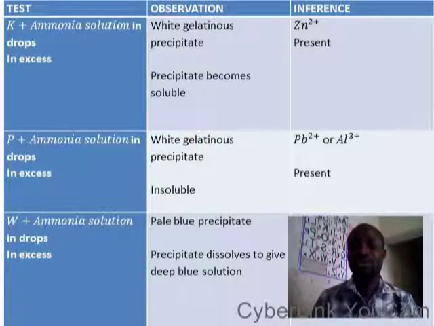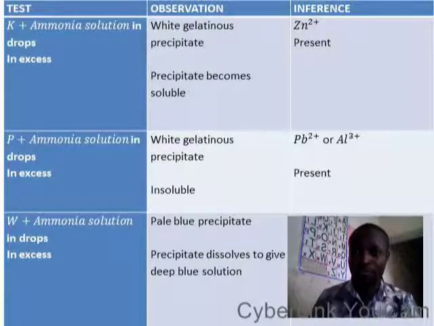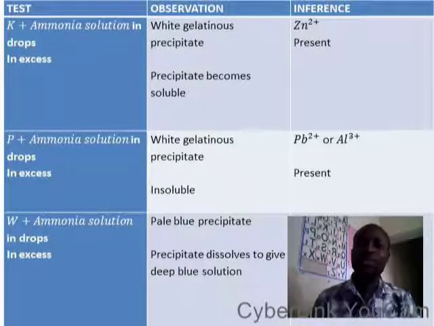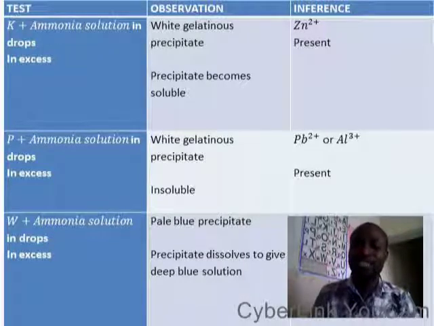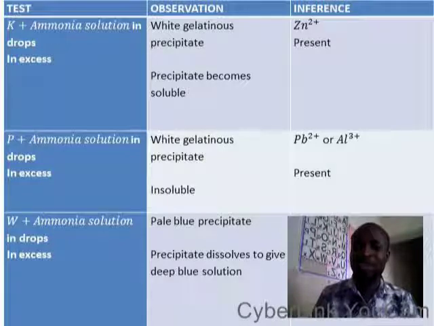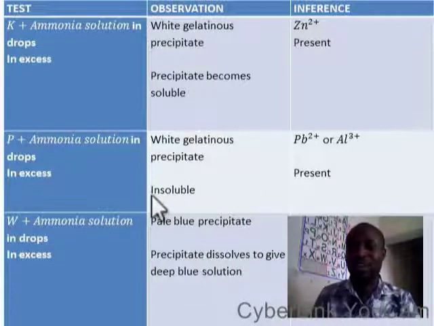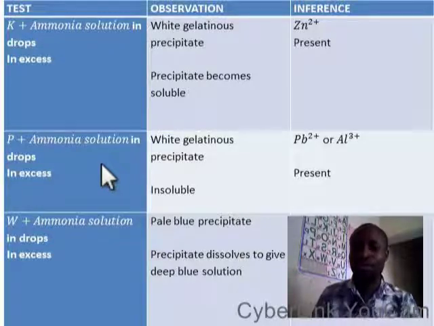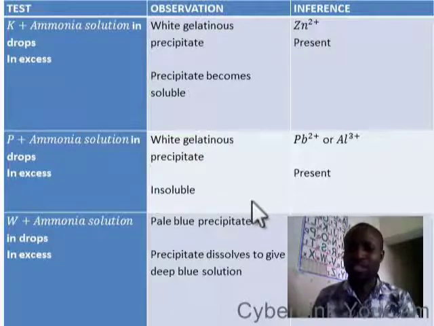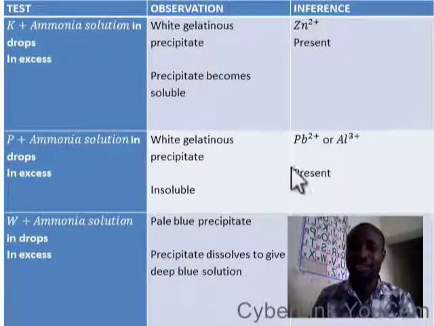Now, K plus ammonia solution in drops. You have a white precipitate. In excess, the precipitate becomes soluble. You can start talking of zinc is present. Can you remember when we used K plus sodium hydroxide, we saw in excess that when the precipitate dissolved, we had zinc, lead, or aluminum. But now that you are using ammonia, it's only zinc that is soluble in ammonia, because lead and aluminum are not soluble. That is why you have P plus ammonia solution in drops, you see white precipitate. In excess, the precipitates are insoluble. Then you say Pb2+ or Al3+ is present.